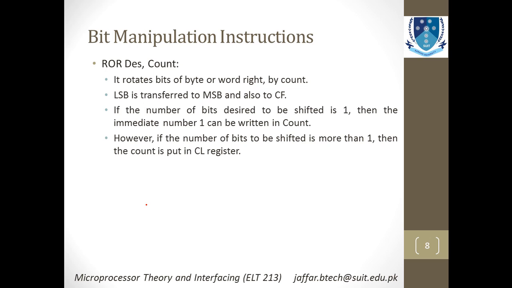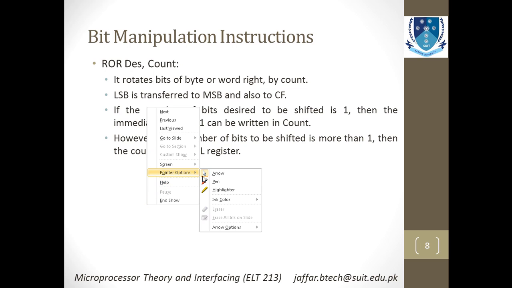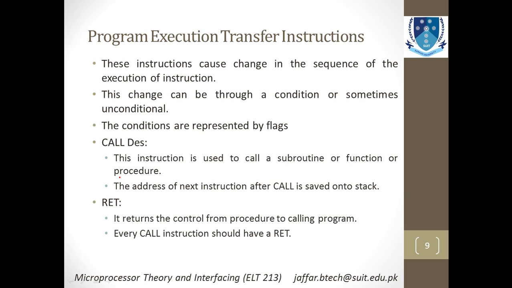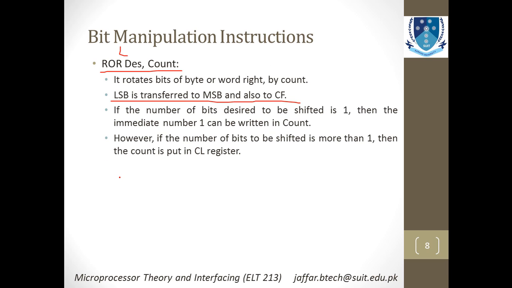So this is your rotate right command that is used for bit manipulation, and this is exactly the opposite of the previous one, which was rotate left. It is basically rotating right. You can see that the LSB is now transferred to the MSB and also to the carry flag. In ROL, the MSB was transferred to the LSB, but in ROR the LSB is transferred to the MSB. So this is a small difference between rotate left and rotate right. Similarly, shift left and shift right. So this was all about the bit manipulation instructions.